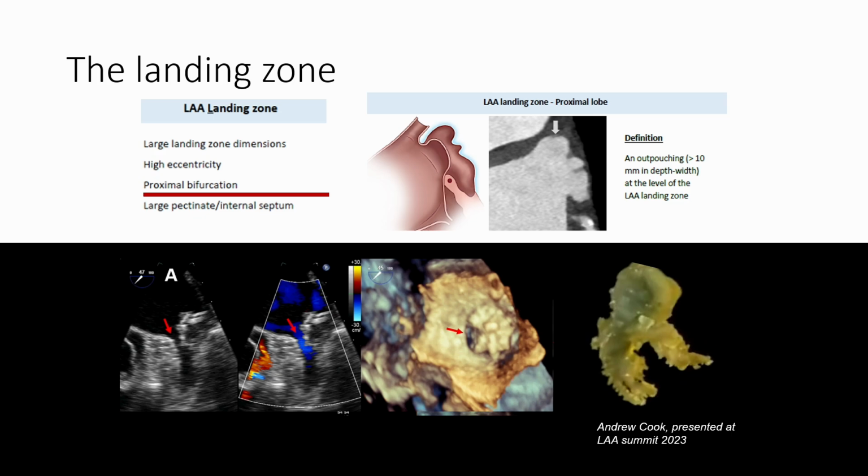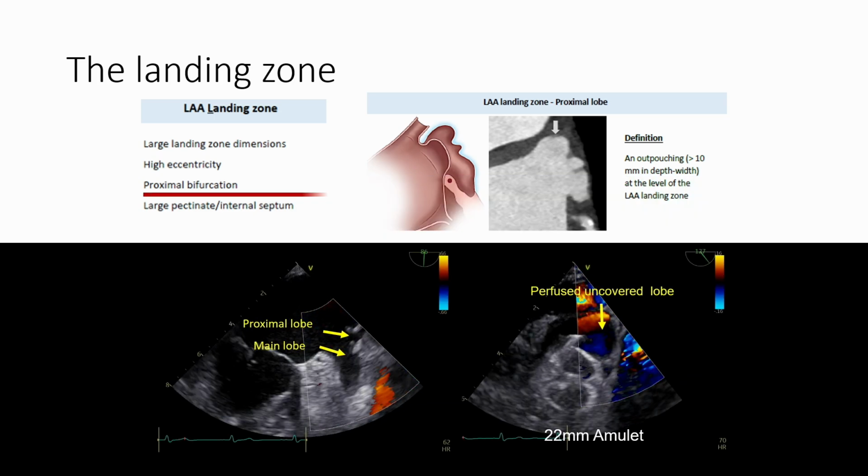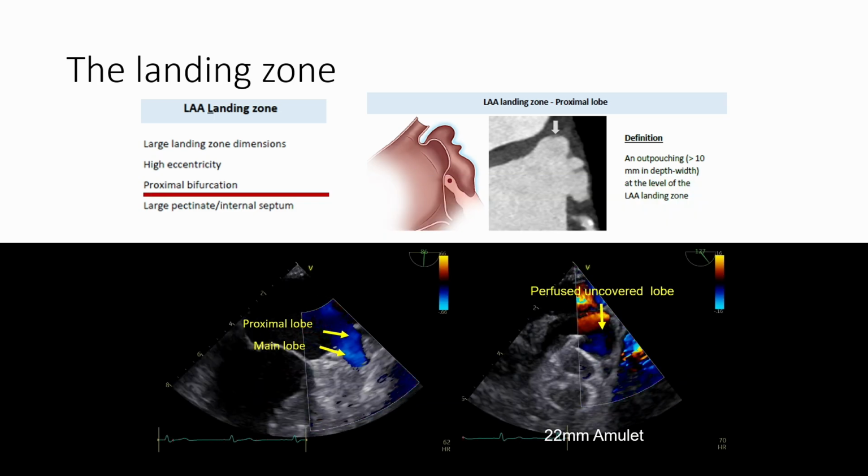So nowadays, you would look maybe for a specifically designed device, for a LAmbre device, but it's not an easy decision how to implant your device and how to decide in such a case where you really have such a proximal lobe. So you have a higher risk in these cases to leave an uncovered lobe or an unsealed area.